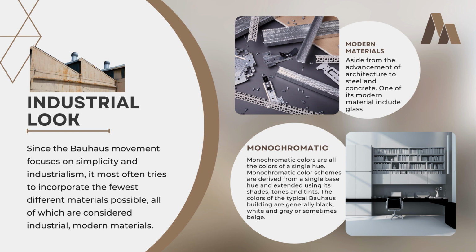Industrial look. Since the Bauhaus movement focuses on simplicity and industrialism, it most often tries to incorporate the fewest different materials possible, all of which are considered industrial modern materials. These materials include glass, especially the ribbon windows or glass curtain walls, concrete, especially in building design, and steel, especially in appliances and objects like lamps and chairs. Aside from the advancement of architecture to steel and concrete, one of its modern materials includes glass.